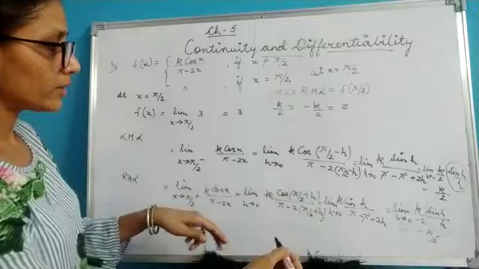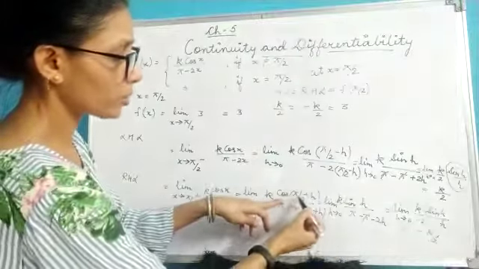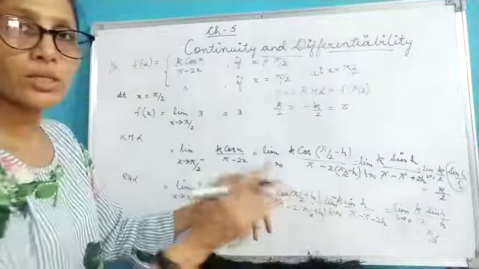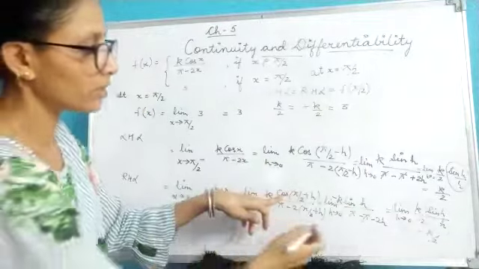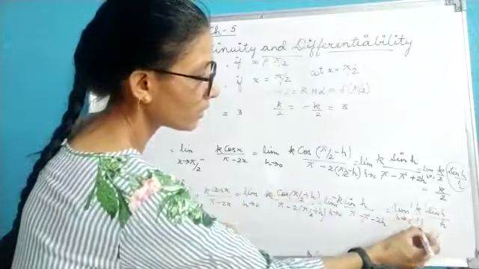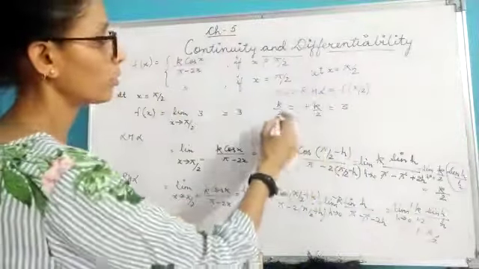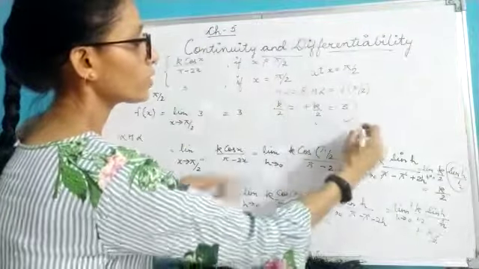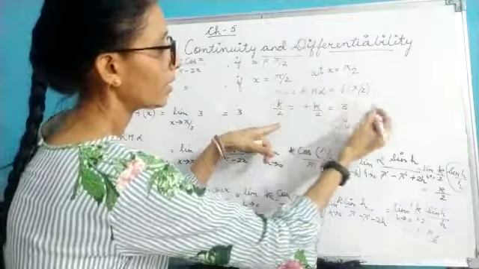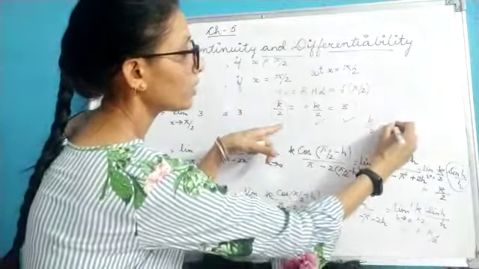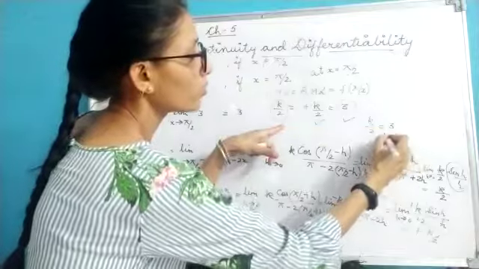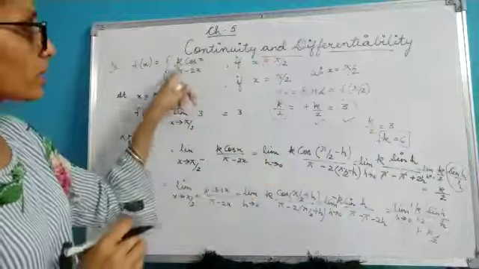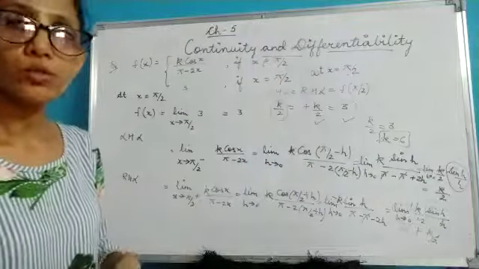Children, here it is cos of pi by 2 plus h will be sine h, and the sign will be minus because this goes in the second quadrant. In second quadrant cos is negative. So this minus and minus will get cancelled, and here we will be getting plus k by 2. So I can compare either this with this, or I can compare this with this. So if I am comparing any of these two, then I am getting k by 2 equal to 3. That means k equal to 6. If k is 6, then this function will be continuous at x equal to pi by 2. Have a look.